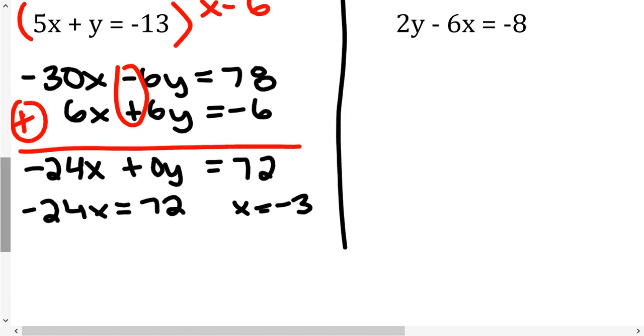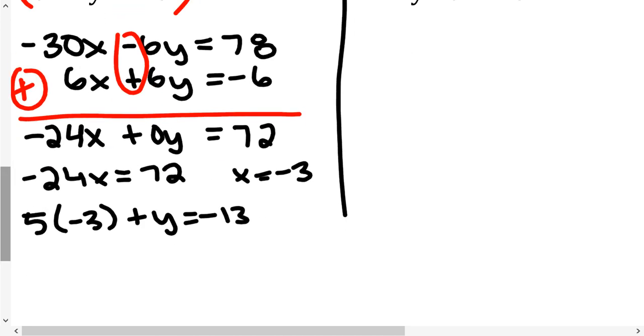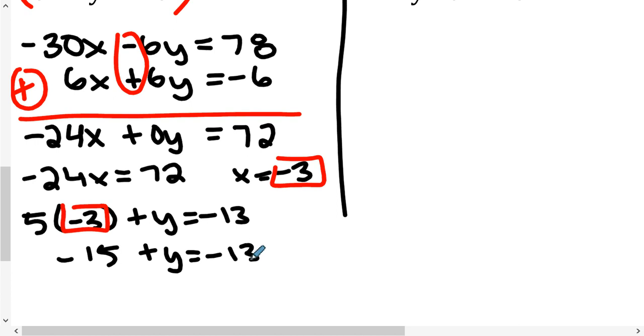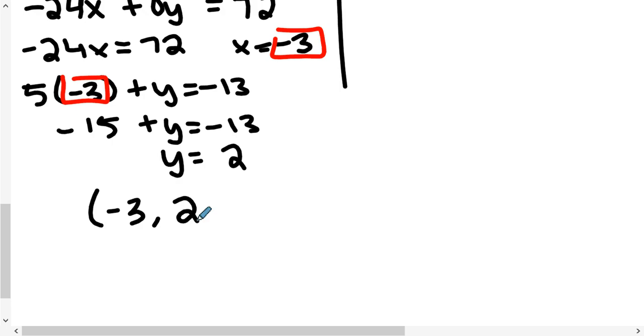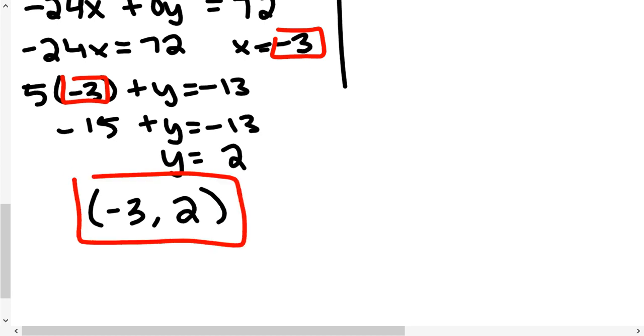Then, plugging that into one of our equations, let's just go with the one I can see. Again, before I manipulated it, it looked like 5x plus y equals negative 13. I know the x, right? That was the value I found before. Now I'm going to find the related y. So negative 15 plus y equals negative 13. When I add 15 to both sides, it looks like I get a positive 2 for y. So negative 3, positive 2 is my solution for that one.